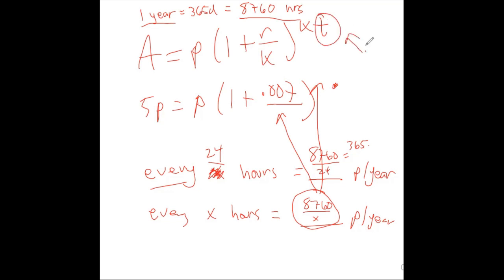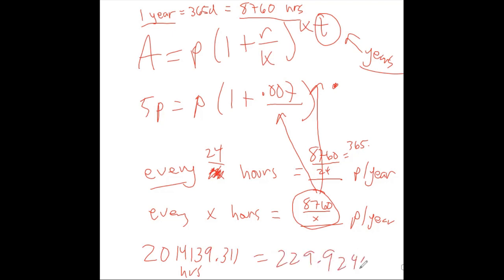But recall that this is in terms of years. In the word problem, they say how much time? They say like 2014139.311 hours, which if you go calculator, and if you divide that by 8760, as we said, this is the same as 229.9245 years. So this is the number that would go up here.